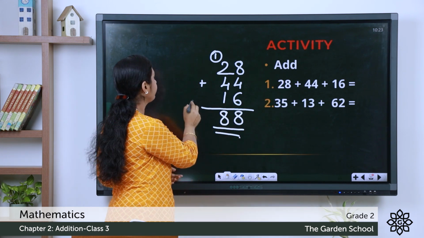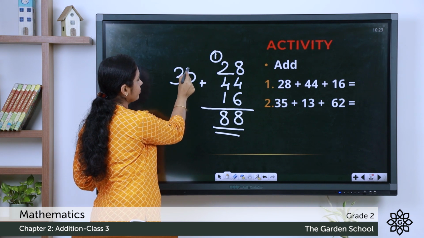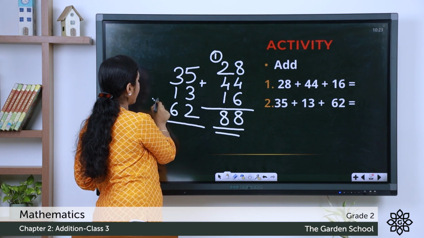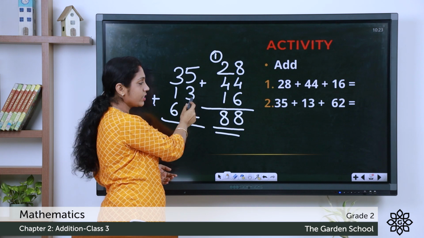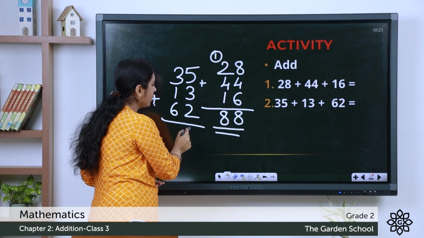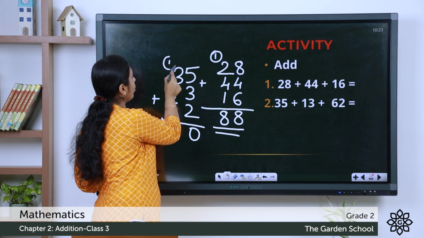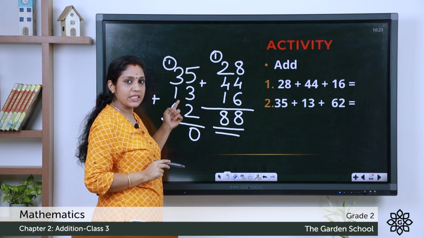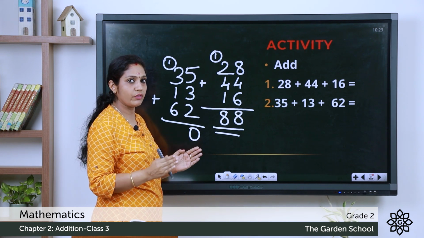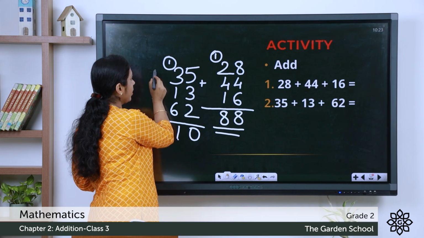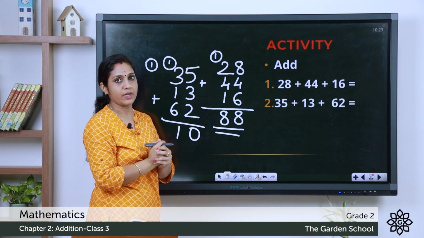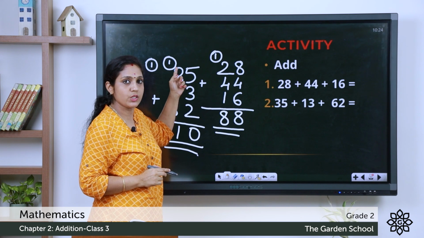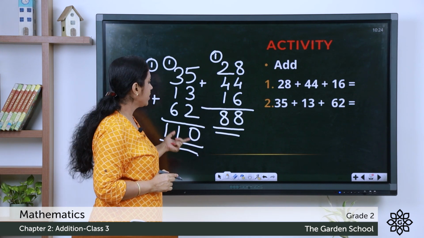Second question we have 35, 13 and 62. So let's add that. 5 plus 3, 8. 8 plus 2 is 10. 0 we write it here, and 1 we are carrying it over. 1 plus 3, 4. 4 plus 1, 5. 5 plus 6, we have 11. So what we have to do? 1 we are writing it here, and 1 we are carrying it over to the hundreds place. And that one we are going to write it down with the answer, because there are no other numbers in the hundreds place to calculate. So the answer is 110.